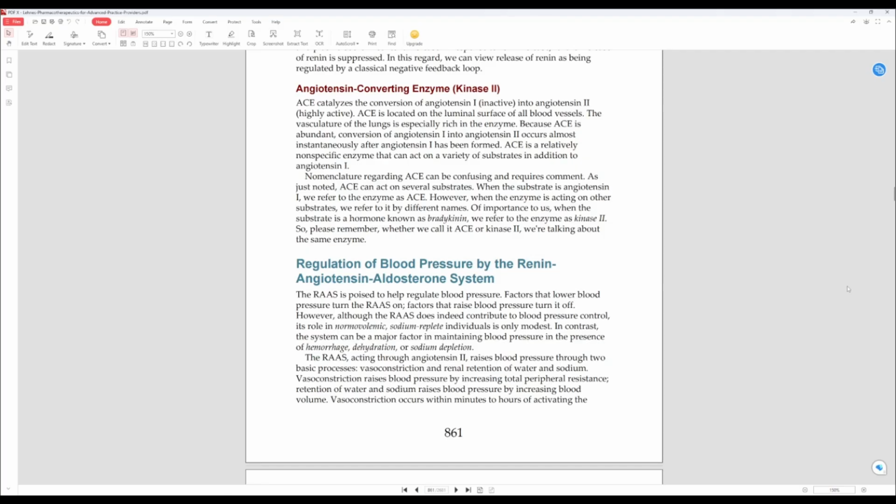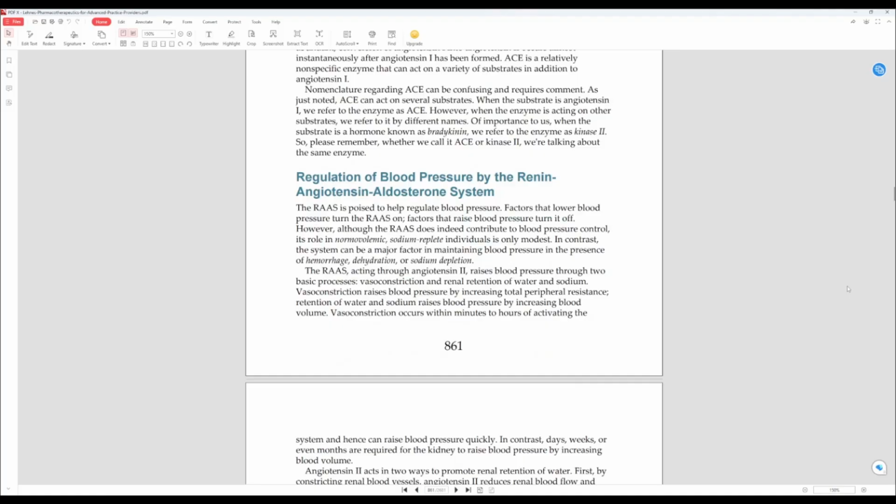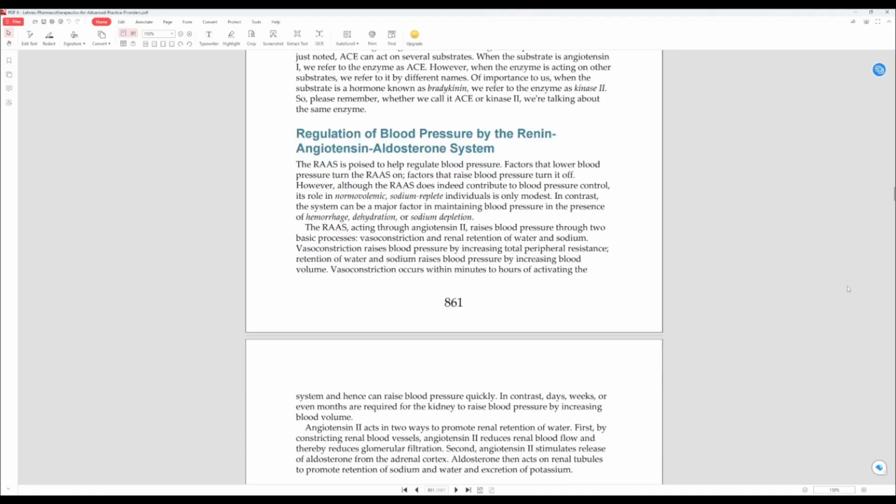As just noted, ACE can act on several substrates. When the substrate is angiotensin 1, we refer to the enzyme as ACE. However, when the enzyme is acting on other substrates, we refer to it by different names. Of importance to us, though, is when the substrate is a hormone known as bradykinin. We refer to the enzyme as kinase 2. So please remember, whether we call it ACE or kinase 2, we're talking about the same enzyme.